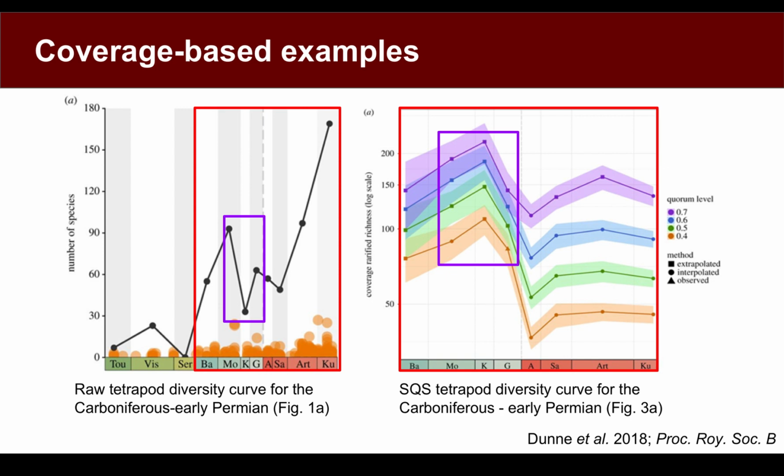But when we look at the coverage methods, which is what you see on the right here, the same time window is actually a peak in the diversity in the time series. So once we account for sampling bias, at least in this attempt, it flips basically our perception of what's going on there. Instead of tetrapod diversity being strongly affected by this loss of Carboniferous rainforests, we actually see a peak in diversity when we look at the SQS method.